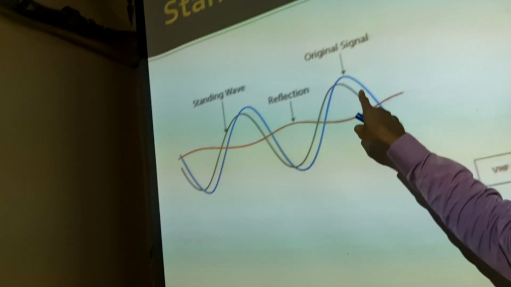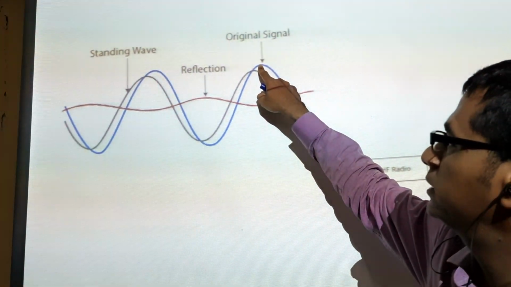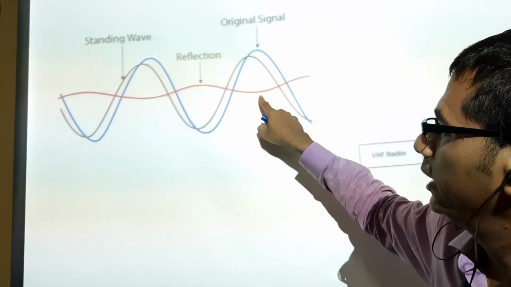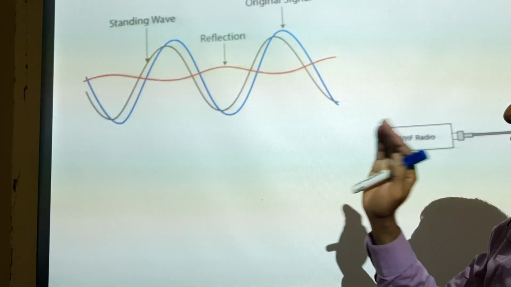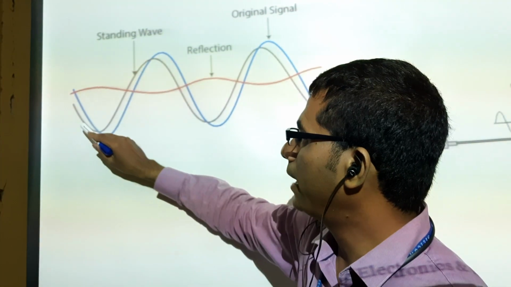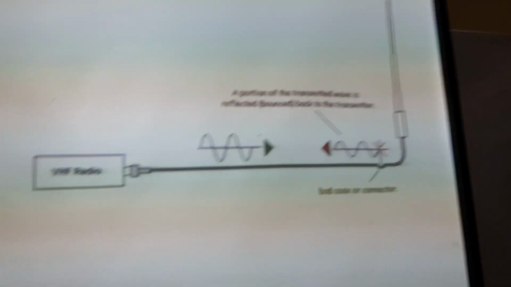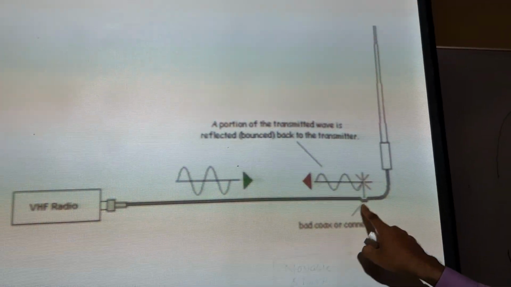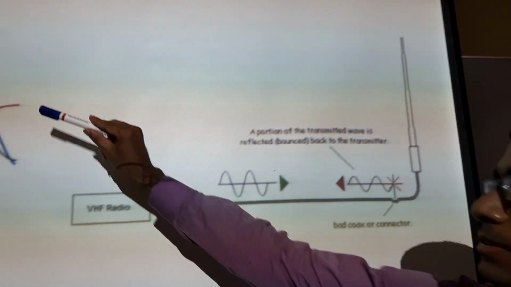So you can see this example. The blue color line is the original signal, that means it's the incident wave, and the red color line is the reflected wave. Now due to the superposition of incident and reflected wave, the standing wave is generated. The black color line is the standing wave. This is because of the mismatch of impedance, ZL not equal to Z0. You can see this is the incident wave. There is some mismatch in the load. Some portion of the wave is reflected back. So we get a standing wave.